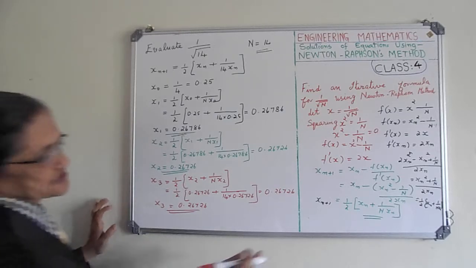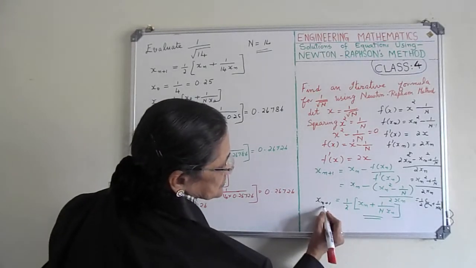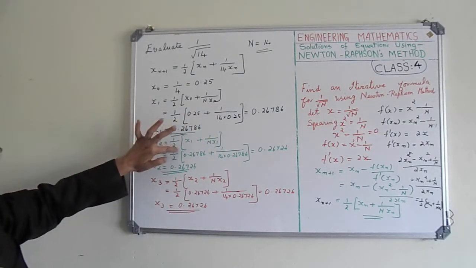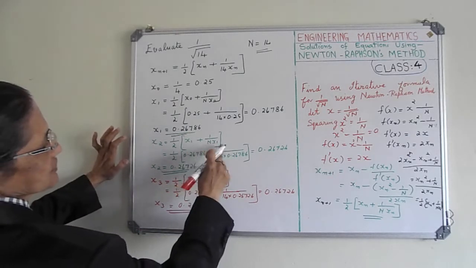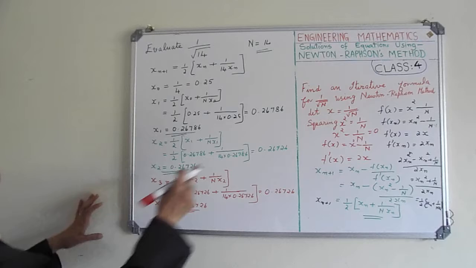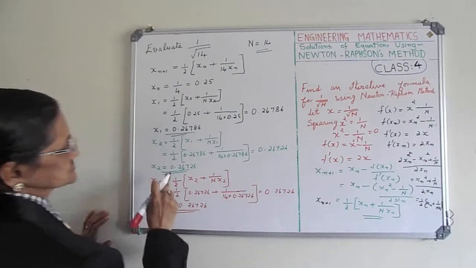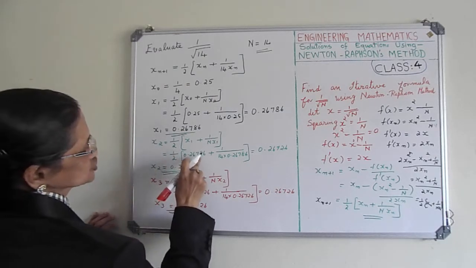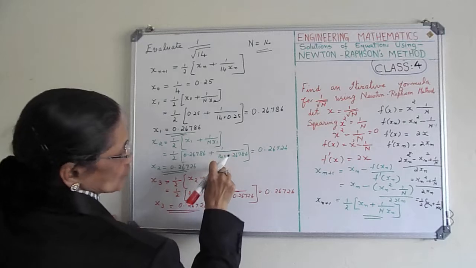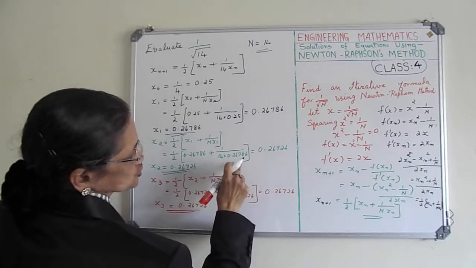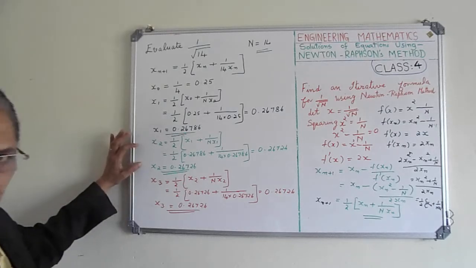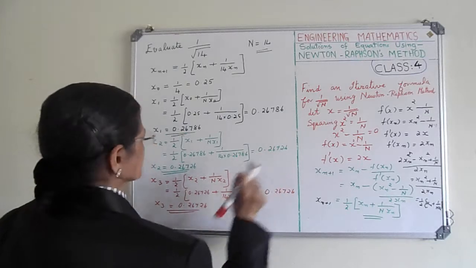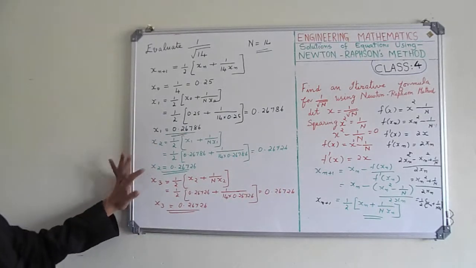Now let us move on to the second approximation. The second approximation is obtained by putting n equal to 1 in this equation. We have x2 is equal to half times (x1 plus 1 upon n times x1). What is x1? 0.26786. Substituting here, we get half times (0.26786 plus 1 upon 14 times 0.26786). When you simplify this, you will get the value as 0.26726. See, x2 is equal to 0.26726.